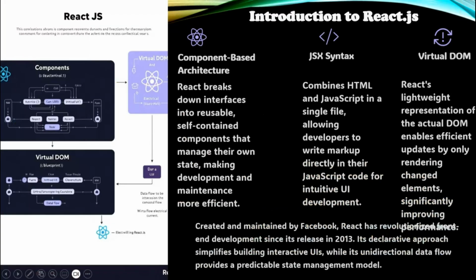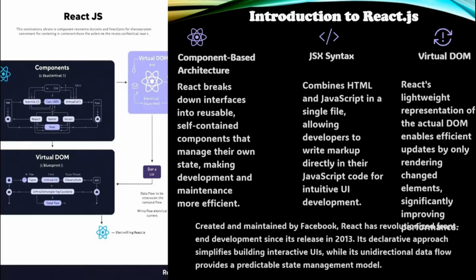So the first part we have covered is why we have used React.js. Why do we use React.js? The first reason is the component-based architecture, which breaks down the interfaces into reusable components, making it more efficient. Second is the JSX syntax, which is JavaScript syntax. It combines HTML, CSS, and JavaScript in a single file, which allows a great-looking UI structure.